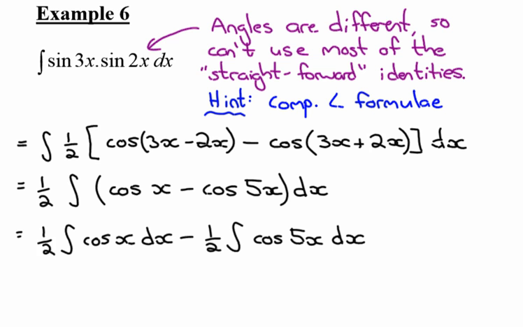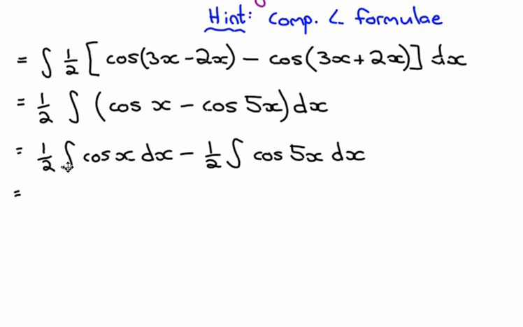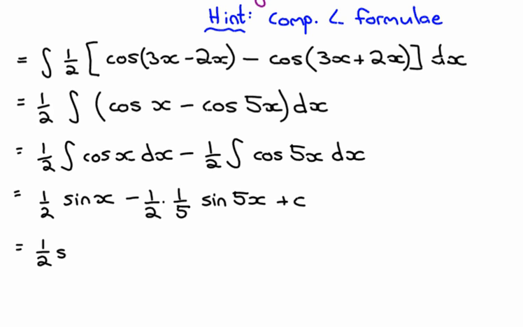Now look how easy this integral is becoming. It started out quite tricky. Now it's very easy because I know that the integral of cos x is sine x. So I've got a half sine x minus a half. The integral of cos 5x is 1 over 5 sine 5x. And I add my constant of integration and pretty it up a little bit. So that's minus 1 over 10 sine 5x plus c.